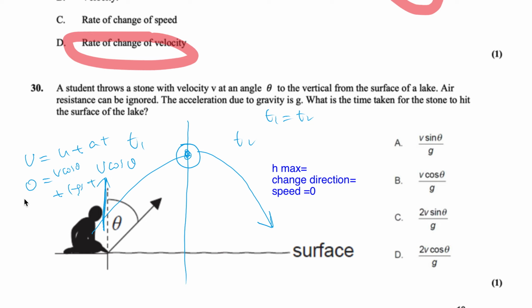So move minus G T to the other side. T equals V cos theta divided by G. Your V cos theta divided by G is the time from the bottom to the top, and from the bottom to the top and coming back to the bottom, you need to multiply by 2. So it's 2 V cos theta divided by G.